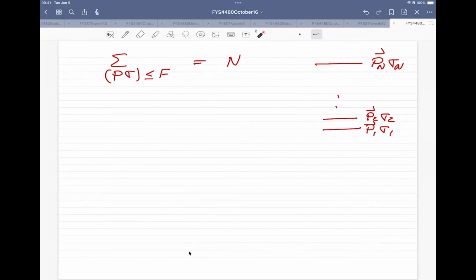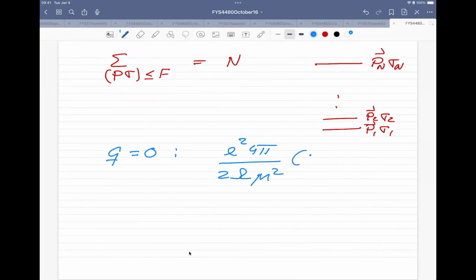So when I bring everything together, what happens then is that the expectation value of the q equals 0 term gives me a pretty simple expression, which is e squared over 2 pi, the volume element, times this factor mu squared, and then N squared minus N.